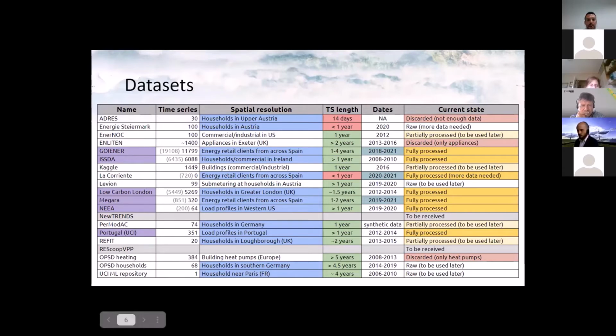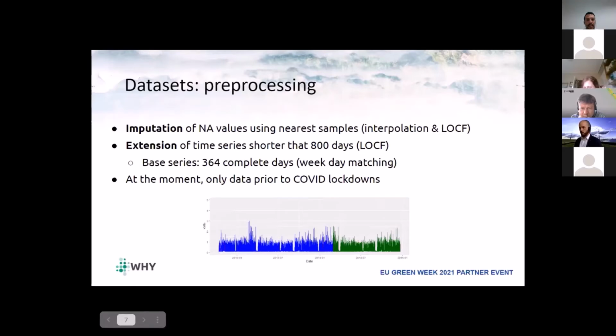We have left some small datasets for later in the project, which we will use to perform comparisons between countries. We have also discarded datasets with very short time series, and those that only include data on appliances and not complete households. Three of the datasets, those in blue here, have very recent data, and we will be able to analyze energy consumption before and during the COVID lockdowns. In total, we have used for our initial analysis nearly 24,000 load profiles from 6 datasets, representing households from 5 different countries.